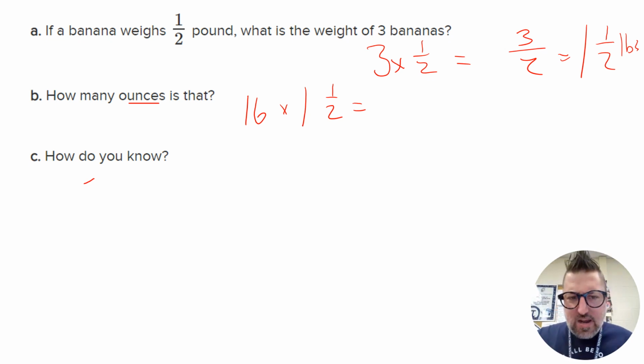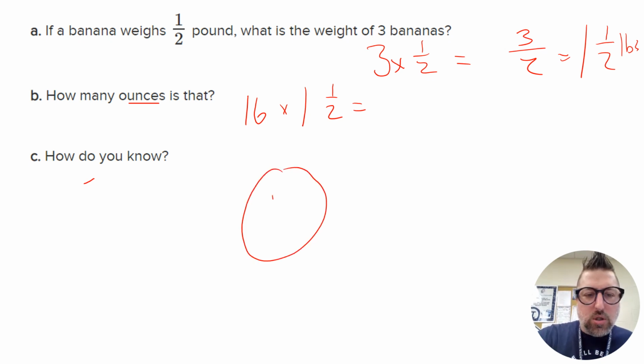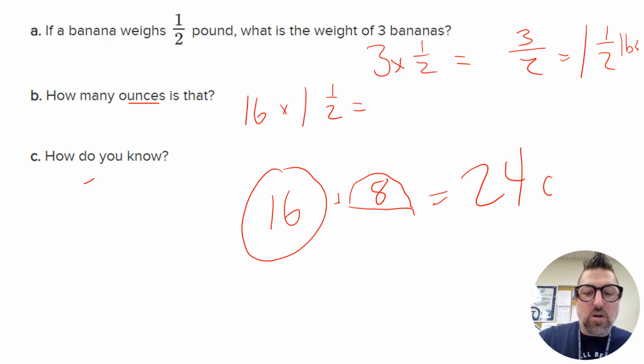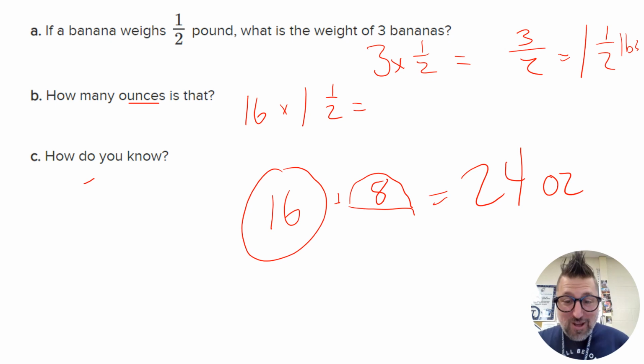How do I figure that out? Well, I have a whole 16, and then I have half of a 16. So my whole is 16. What is half of 16? Well, I know that half of 16 is 8. So if I have a whole and a half, I'm going to add them together. 16 plus 8 equals 24 ounces. 24 ounces is 1.5 pounds of bananas.